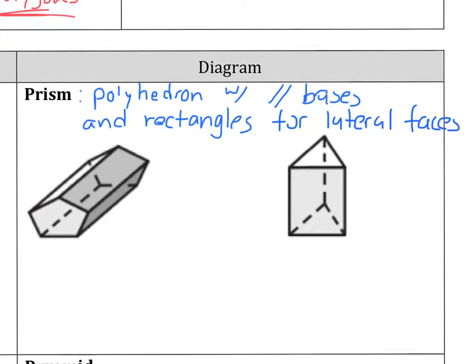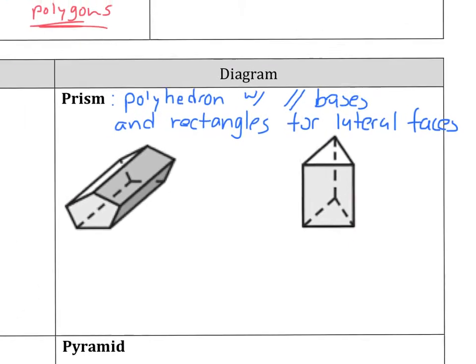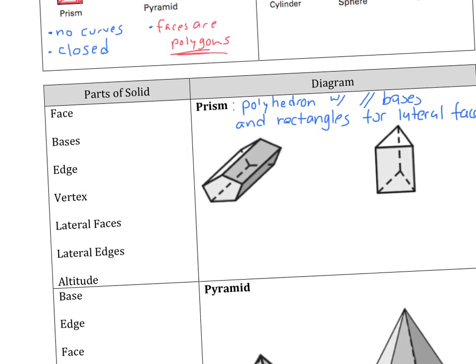So there's some parallel action going on. There are lots of rectangles going on, and there is something called lateral faces. So all this vocabulary: polyhedron, bases, lateral, faces, oh jolly. So let's get some things clear.